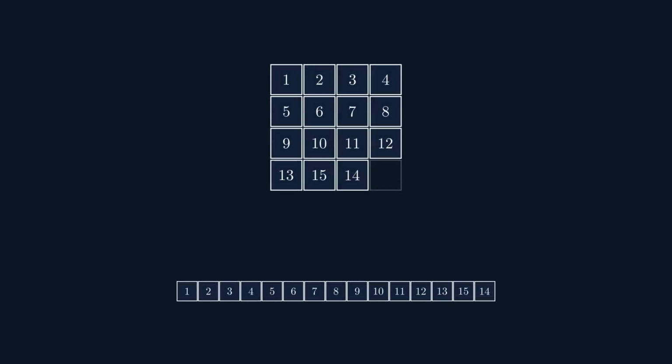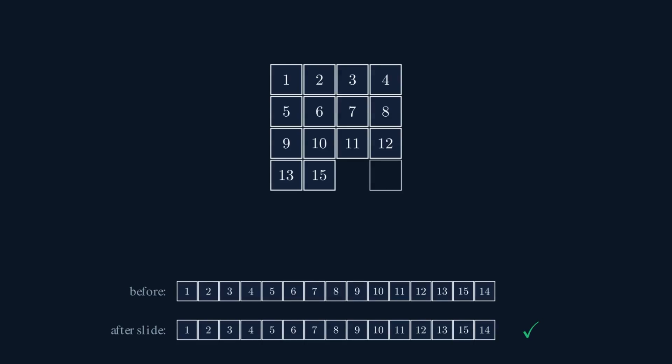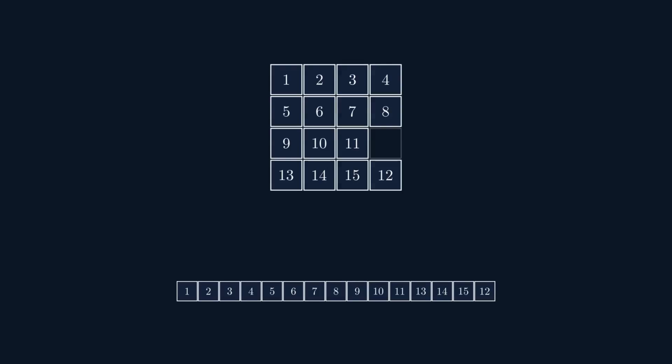Watch a horizontal slide. A tile moves left or right into the blank. If we ignore the blank, the numbered tiles appear in the same order as before, so a horizontal slide does not change inversion parity. Horizontal slides keep the candidate alive. Vertical slides are where it dies.